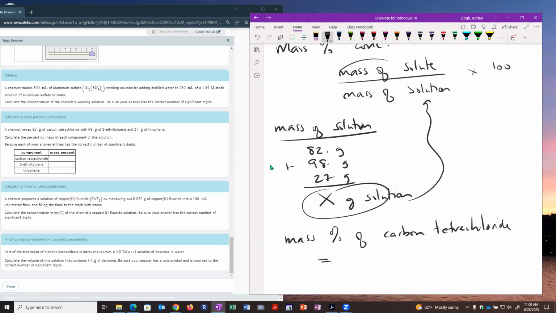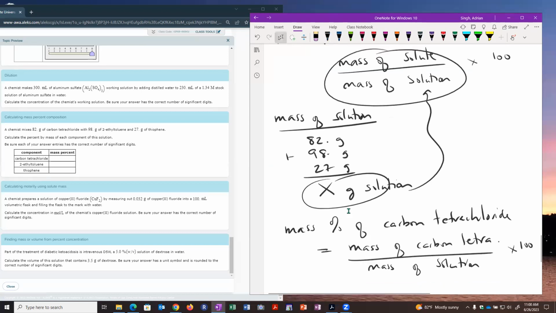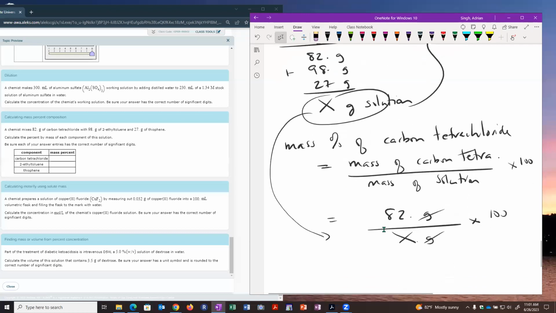Well, according to our formula above, that will simply be the mass of the carbon tetrachloride, I'm going to abbreviate that, divided by the mass of the solution, the entire thing, times 100. We know what the mass of the carbon tetrachloride was. That was given, 82 grams, divided by the mass of the solution, which we just found up here, whatever X is when you evaluate that. And then as a percentage, times 100, grams go away. We end up with our percentage as our units, right? And you'll repeat that for the other 2 components.